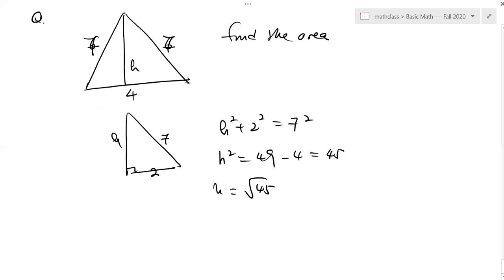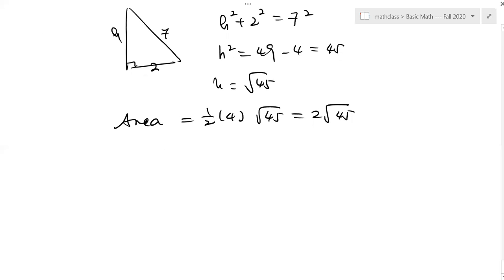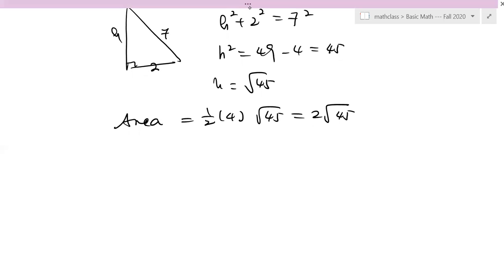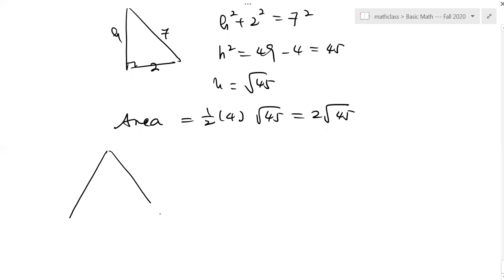So once you know the height, you can find the area. The area is going to be half of the base times the height. So it's 2 times square root of 45. Okay, that's there. Now, you can use Heron's formula to get the same answer. It's kind of surprising. Okay, so let's do this problem again.